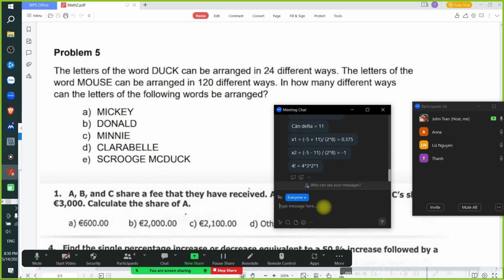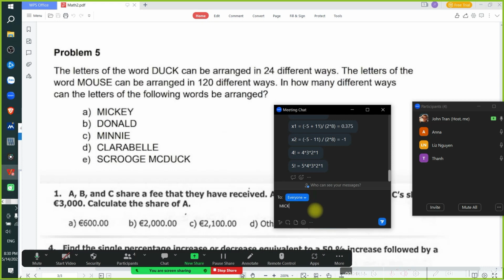The letters of the word mouse can be arranged in 120 different ways, which is 5 factorial, isn't it? 120 is 5 times 4 times 3 times 2 times 1. So, in how many different ways can the letters of the following words be arranged? There are 5 different cases we have to solve.